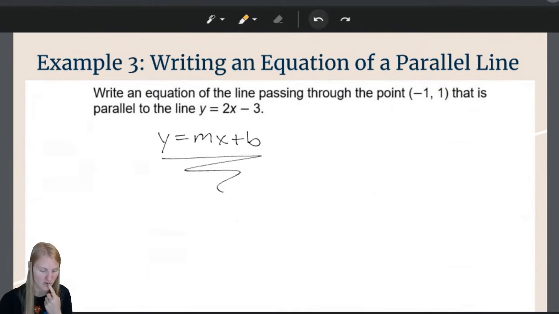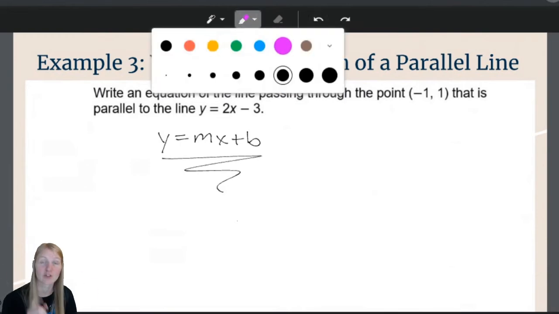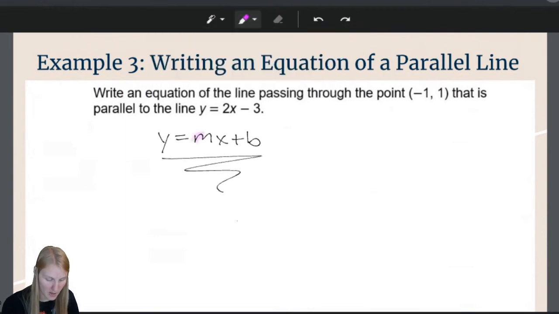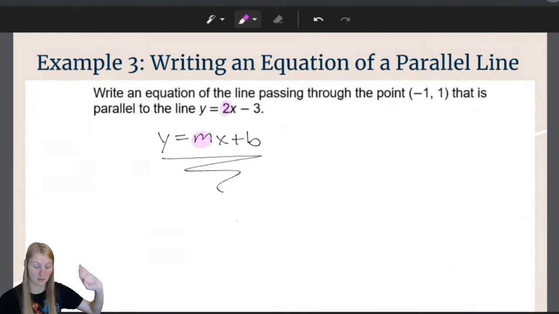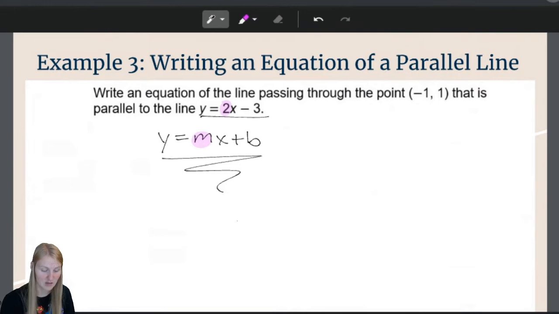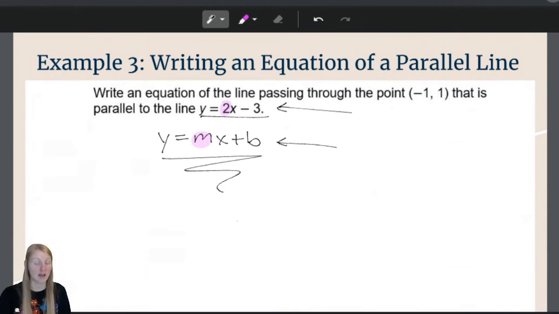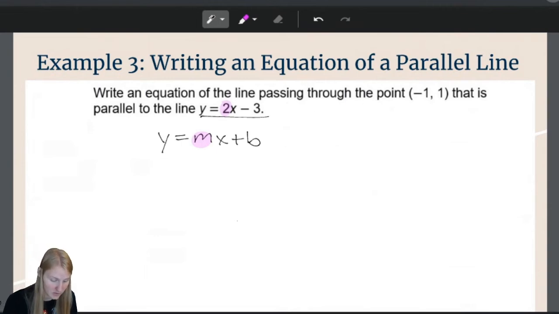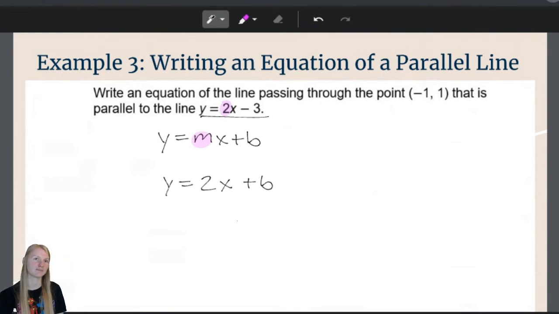So we're going to write our equation in this form, but we know if these lines are parallel, it means that they have to have the same slope. So my line that I'm about to write has to have the same slope as the line that they're telling me. So here, they give me the line y equals 2x minus 3. If my line is supposed to be parallel to this one, it better have the same slope. So it needs to be y equals 2x plus b.